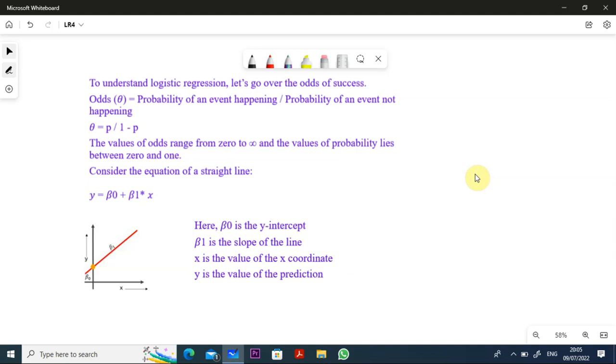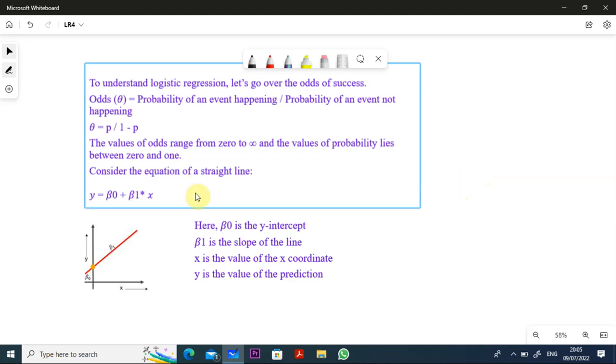Now the value of these odds ranges from 0 to infinity, and the value of the probability lies between 0 and 1. The probability lies between 0 and 1, and the value of odds ranges from 0 to infinity. Now let us consider the equation of a straight line: y is equal to beta 0 plus beta 1 x.